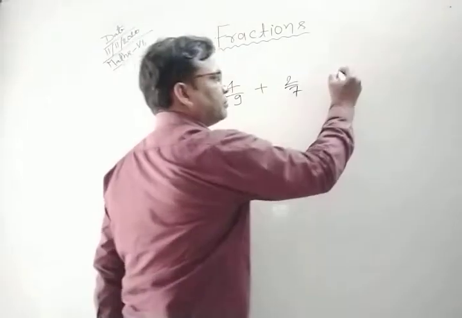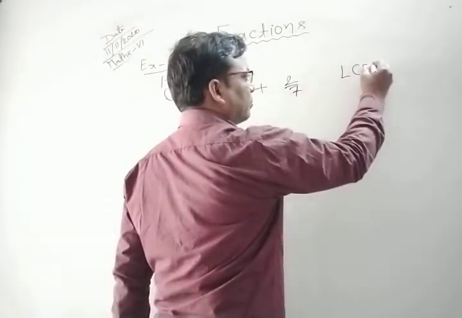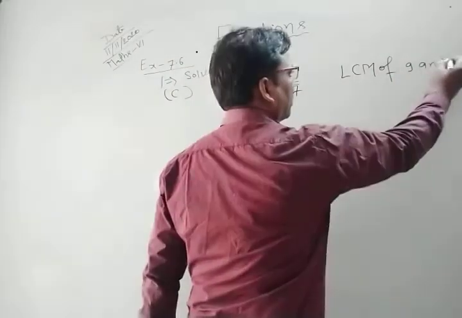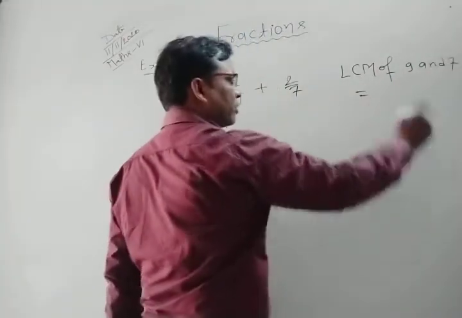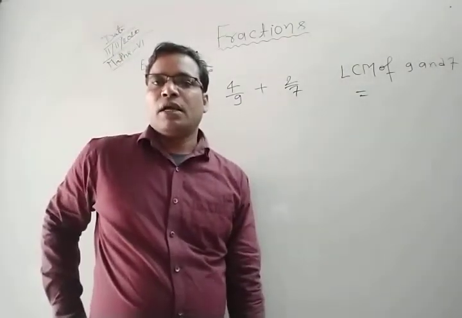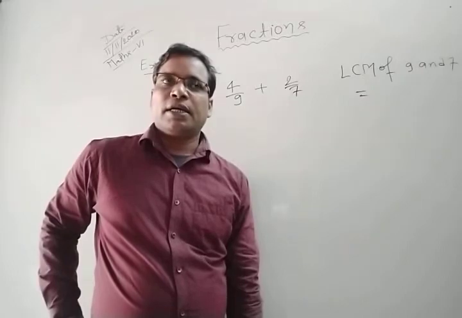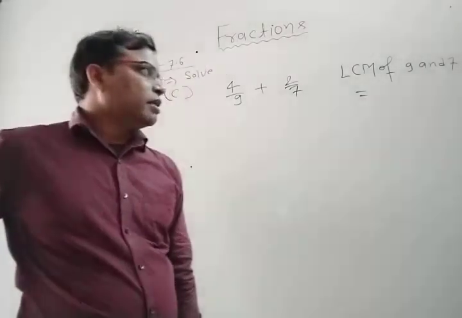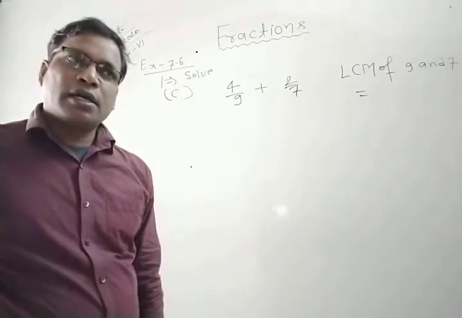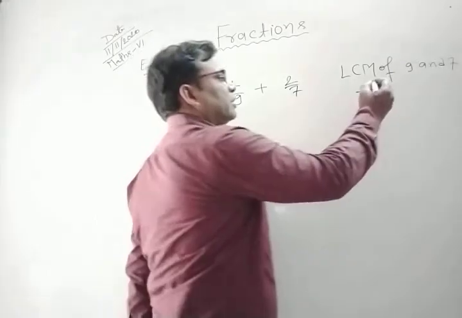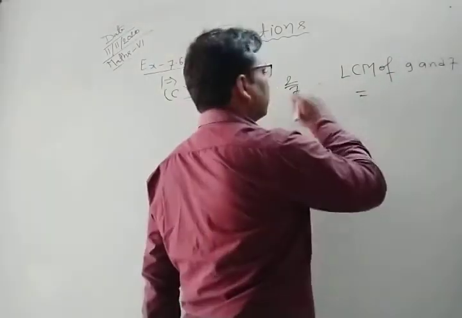So what is the LCM of 9 and 7? Here you can see 9 is a composite number, but 7 is a prime number, and both are not multiples of each other. Okay, so their LCM is the product of the numbers. The LCM of 9 and 7 is the product of 9 and 7.